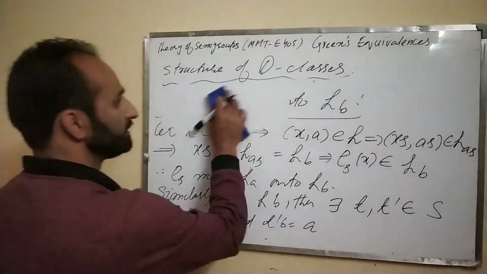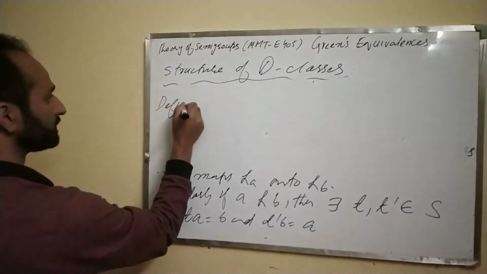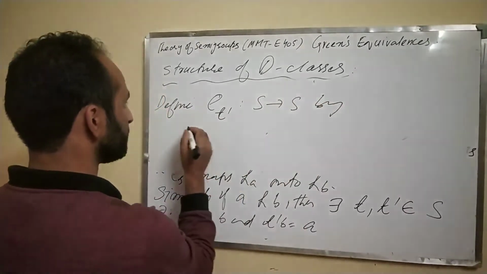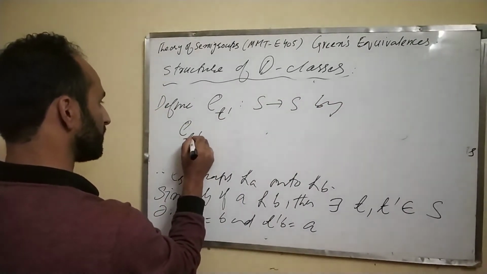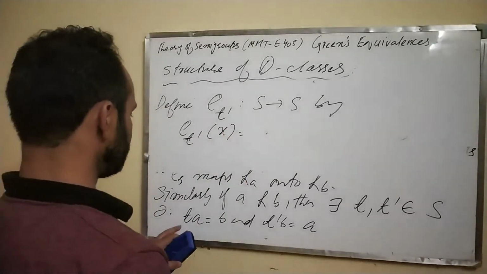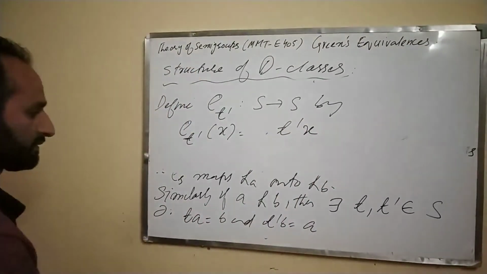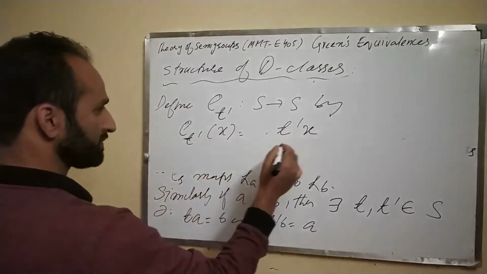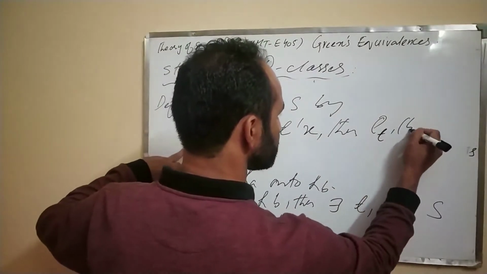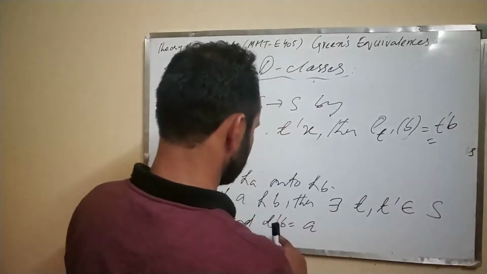Now let's define left translation. Define rho T dash from S to S by rho T dash of X is equal to T dash X. Then you will see that this rho T dash maps B onto T dash B, which is equal to A.